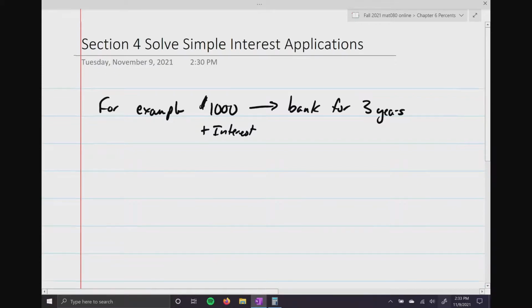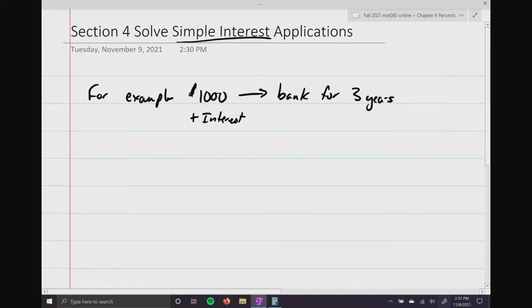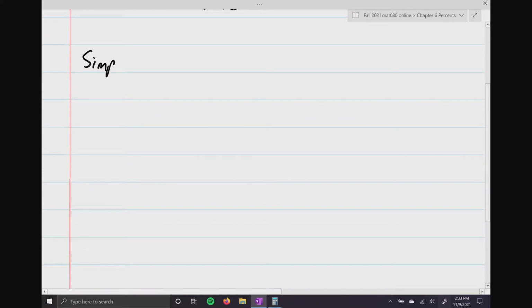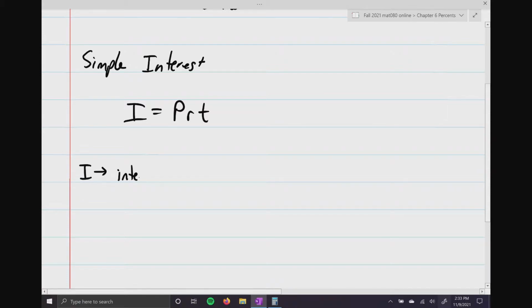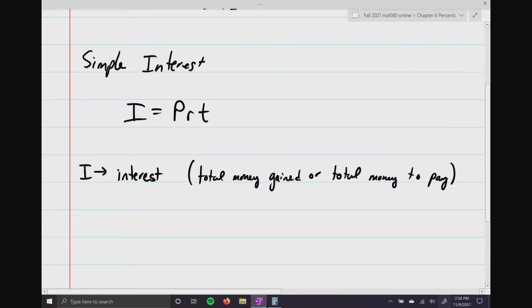Okay. Now, when we talk about simple interest, this is going to be the easiest type of interest that you can earn. So simple interest has a special formula. It's really easy. It's I equals P times R times T. Now, each one of these letters has a special name, and it means something. I stands for the interest. And that's either the total money gained or the total money to pay. Okay? So more on that later.